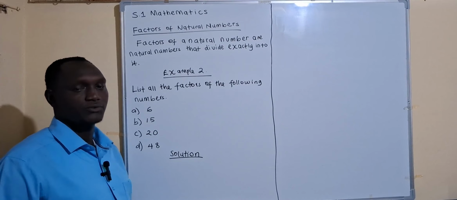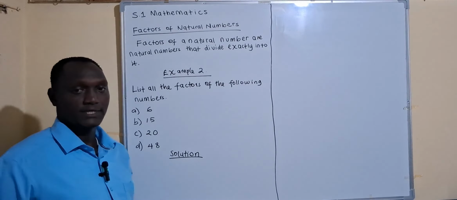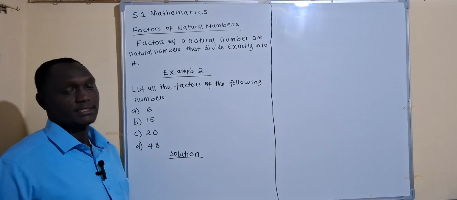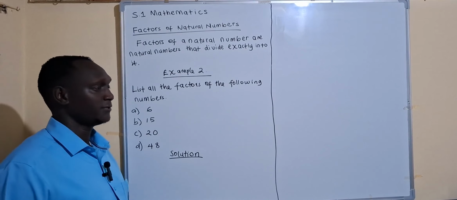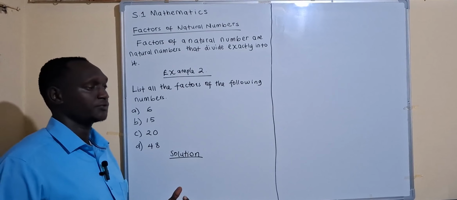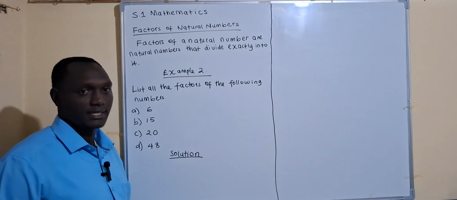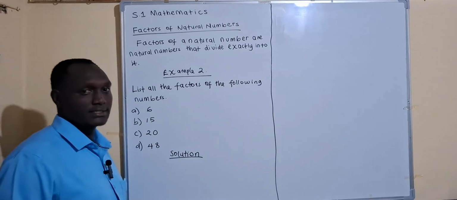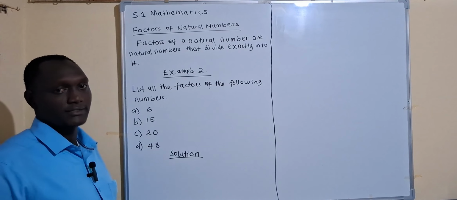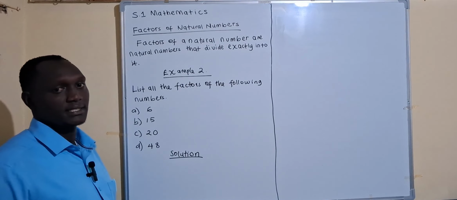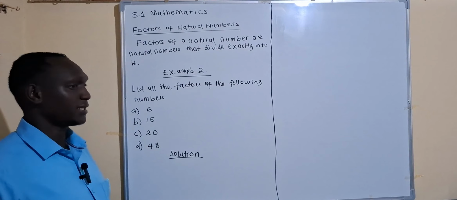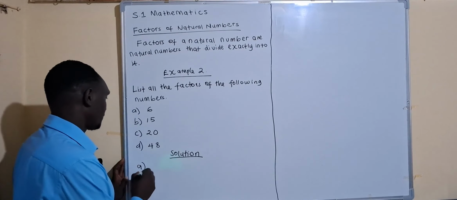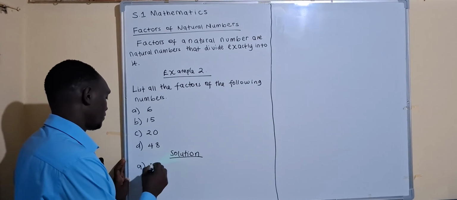We are now on example 2, illustrating factors of a given number. And we said that a factor of a given number is a number which divides that number and the remainder is 0. In other words, a factor is a natural number that divides exactly into another number. Let's look at these examples. Part A, state the factors of the following numbers.